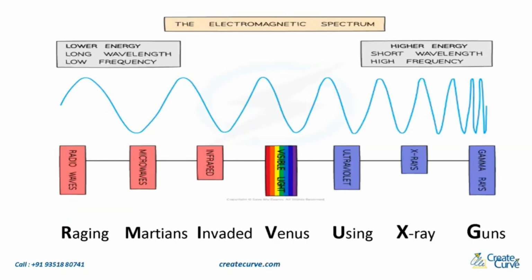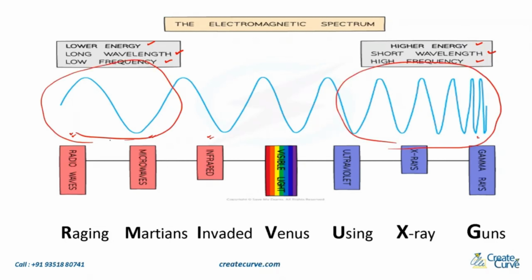Now, the electromagnetic spectrum goes from radio waves to microwaves to infrared, then visible, and then ultraviolet, X-rays and gamma rays. The left side has low energy, long wavelength and low frequency. The right side has higher energy, shorter wavelength and high frequency. High energy, high frequency means this part is harmful to us and the other part is not.